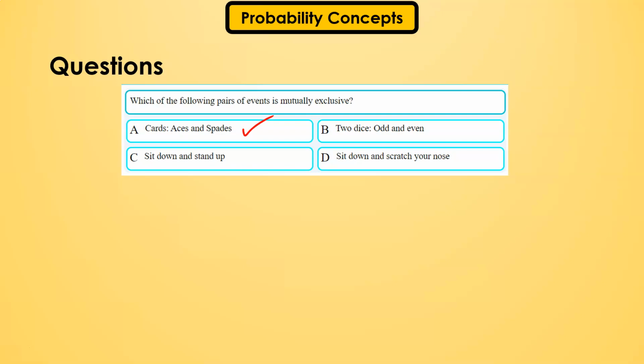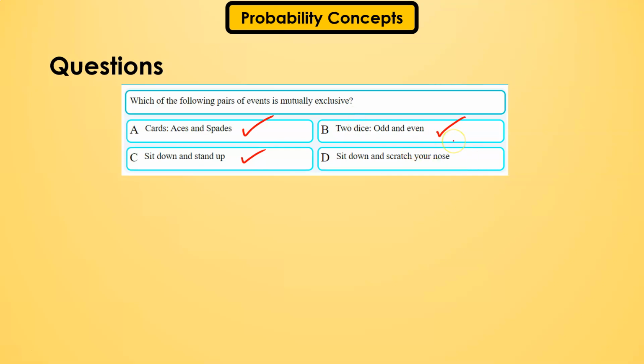Looking at B, odd and even are mutually exclusive. There is no odd value that's also an even value. There are no even values that are also odd values. Sitting down and standing up, they're mutually exclusive. You're either sat down or stood up.